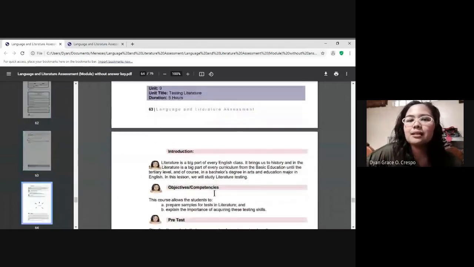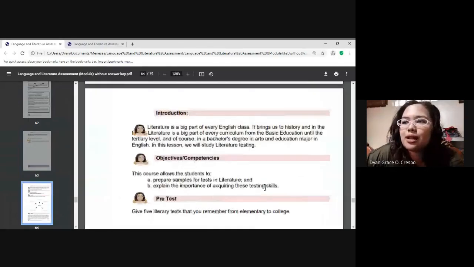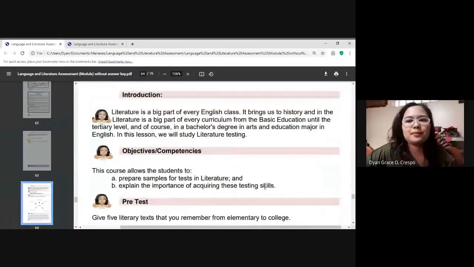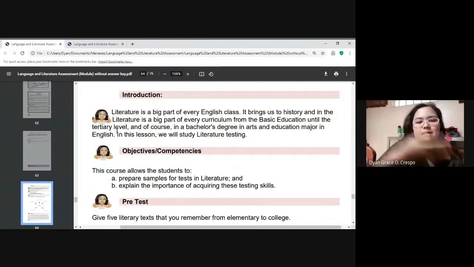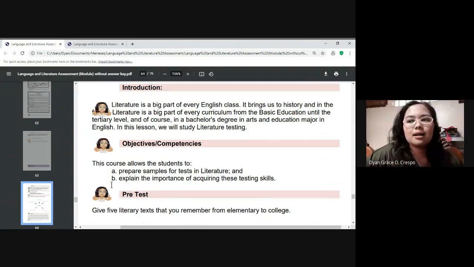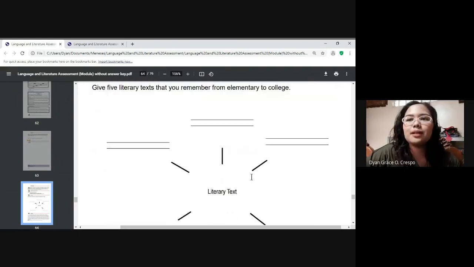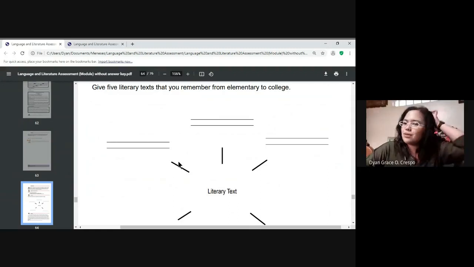Literature is a big part of every English class. Kasi may history na yan. And until ang literature mula basic ed hanggang college, tertiary level. So meron tayong different literature because it's part of the history. So as an English teacher, we need to test these things. So there are different 5 literary tests that you remember when you were elementary to college. So I will give, of course. Sasagutin ko yung sarili kong tanong.